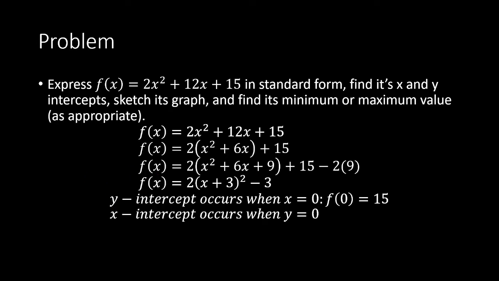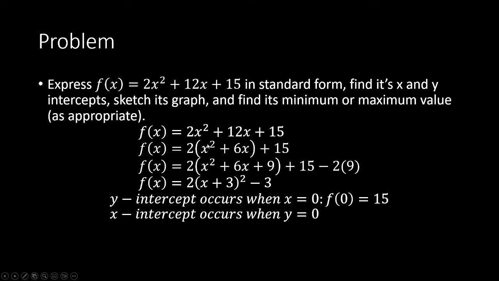So here's the problem. f of x equals 2x squared plus 12x plus 15 in standard form. What they mean by standard form is the standard vertex form. Find its x and y intercept, sketch its graph, and find the minimum or maximum where it's appropriate.